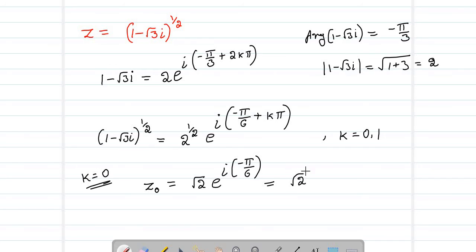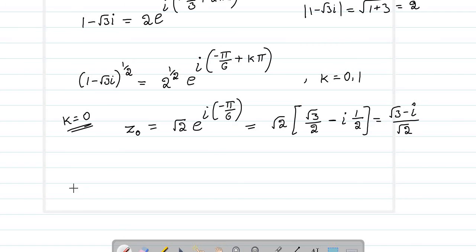So that is root 2 into cos of minus pi by 6, which gives you cos of pi by 6, and that is nothing but root 3 by 2. Next, plus I times sine of minus pi by 6, you will get minus I by 2. So when you simplify this, you will get root 3 minus I by root 2. This is what you get.